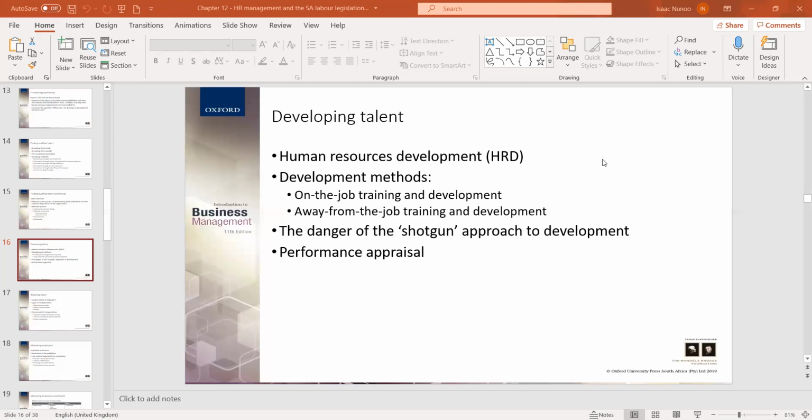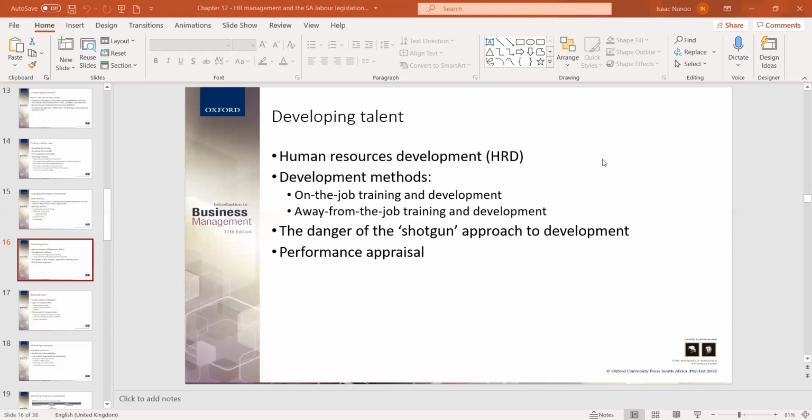You can also talk about job instruction training, which is a series of steps supervisors follow in training their employees. We can talk about coaching, mentoring, and apprenticeships or internships. These are all forms of on-the-job training.